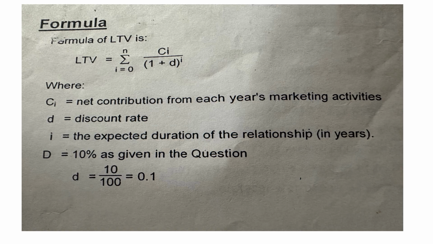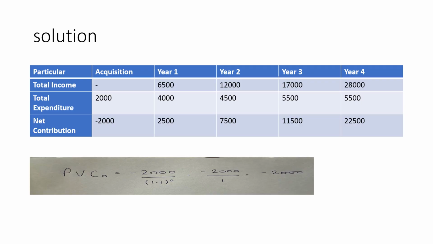D is the discount rate. I is the expected duration of the relationship. So every year, the number it is raised to the power of changes to 0, 1, 2, 3, etc. D is the discount rate of 10%, given in the question already. How do we calculate that? 10% means 10 upon 100, which gives us 0.1. You will see it in our sums where we use it to calculate. So let's look at an example. I hope you're solving along so that it becomes easier.